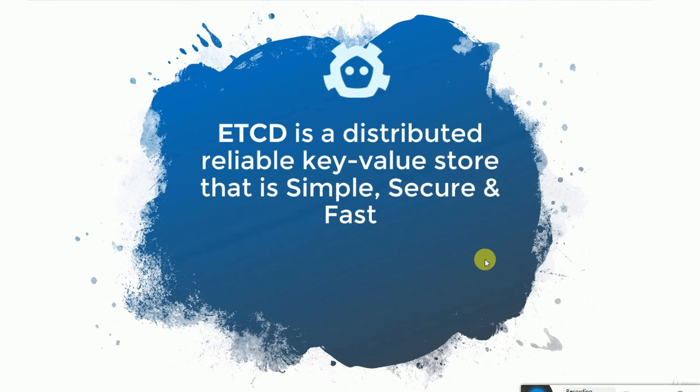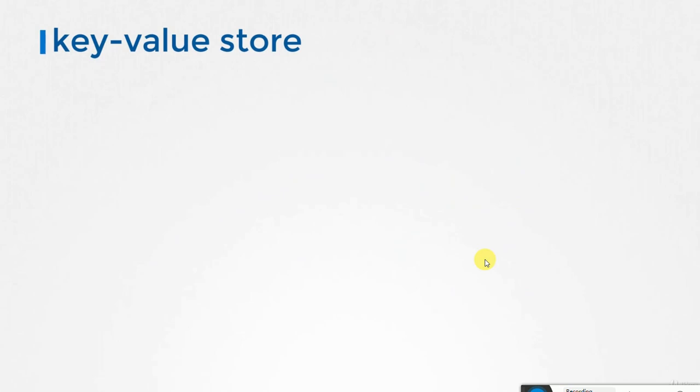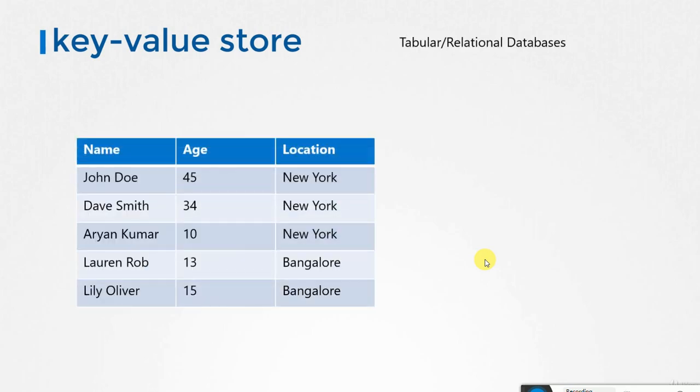So let's break it up. What is a key value store? Traditionally, databases have been in a tabular format. You must have heard about SQL or relational databases. They store data in the form of rows and columns. For example, here is a table that stores information regarding a few individuals. The row represents each person and the column represents the type of information being stored.